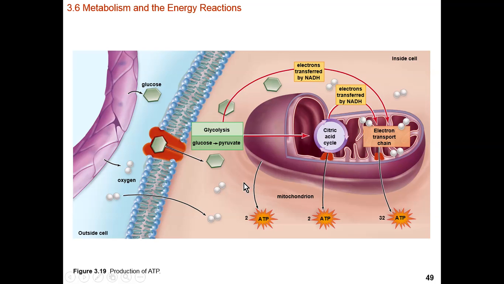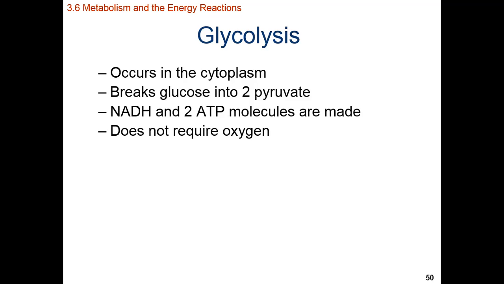Glycolysis makes 2 ATP. The citric acid cycle makes 2 ATP, and the electron transport chain makes 32 ATP. And these numbers are all per glucose molecule. So 2 ATP per glucose, 2 ATP per glucose, 32 ATP per glucose. So cellular respiration with oxygen produces a total of 2 plus 2 plus 32, 36 total ATP per glucose via cellular respiration. Let's talk about glycolysis in a little bit more detail.